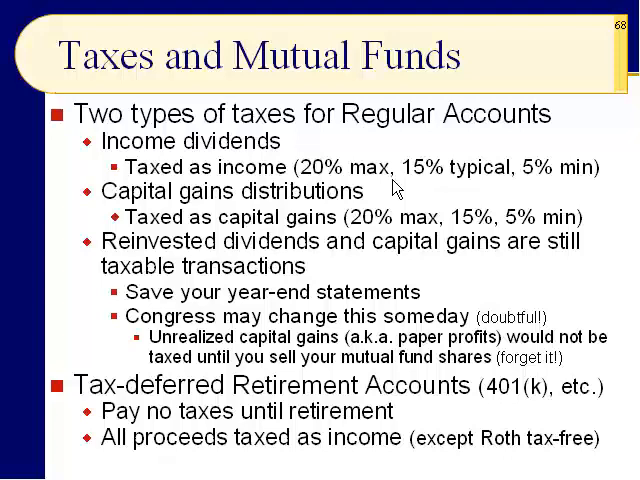And then the capital gains distributions are taxed as capital gains, again, if they're long-term, more than a year, and the maximum is, for the most part, 20%. Most people will pay 15%. Again, you have to be in the upper tax brackets to be paying 20%. Reinvested dividends and capital gains are still taxable transactions, so save your year-end statements.